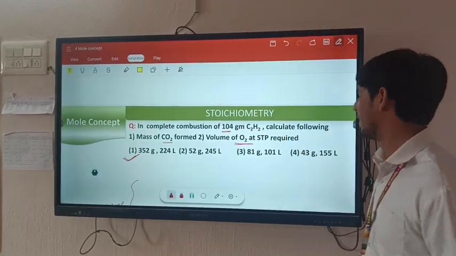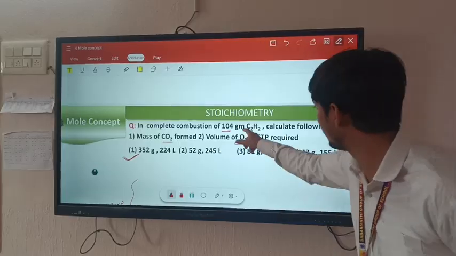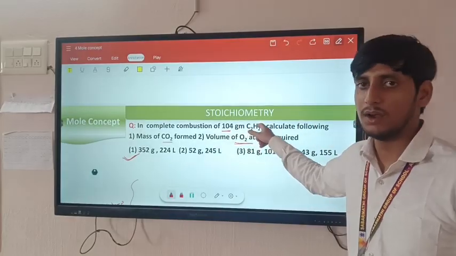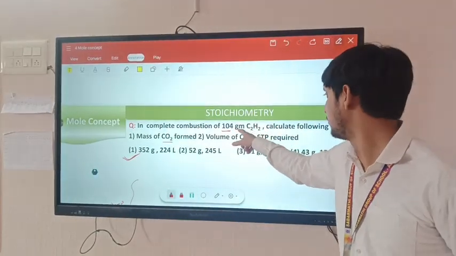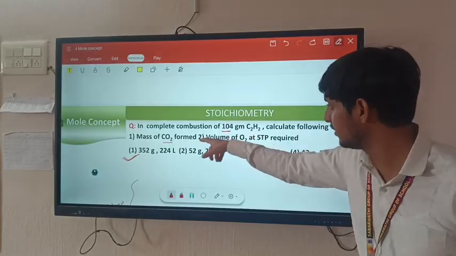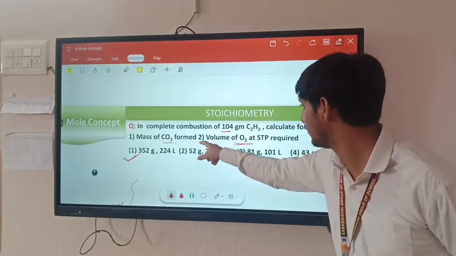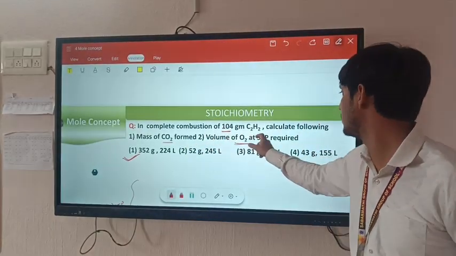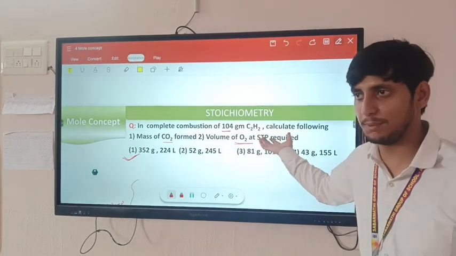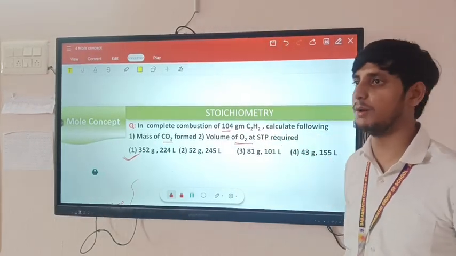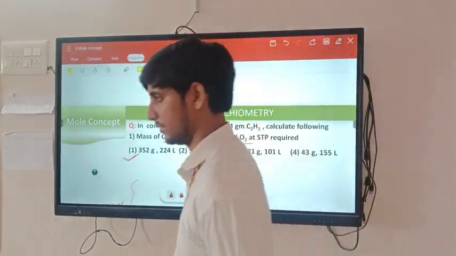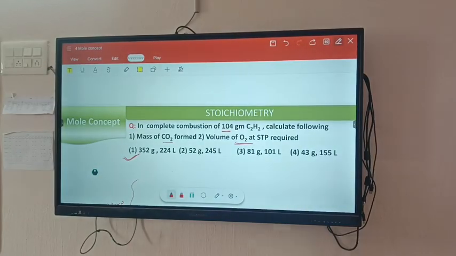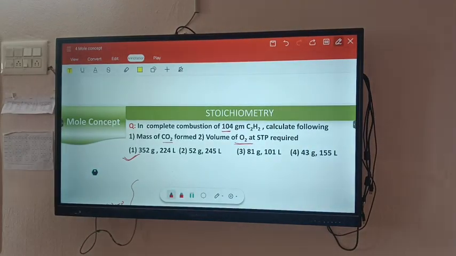In a complete combustion of 1.4 gram of ethylene, C2H4, calculate the following: first, the mass of CO2; second, the volume of CO2 at STP. STP means you can use that formula, volume upon 22.4 liter. Okay, so first find the mole, and by the mole you can find mass and volume.